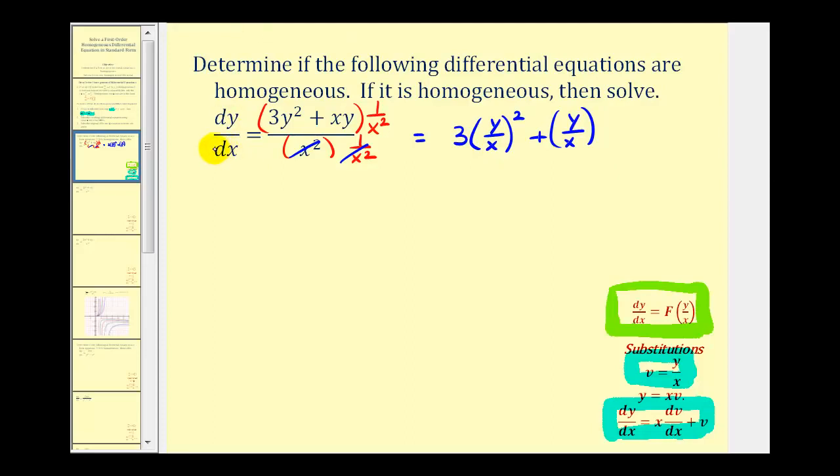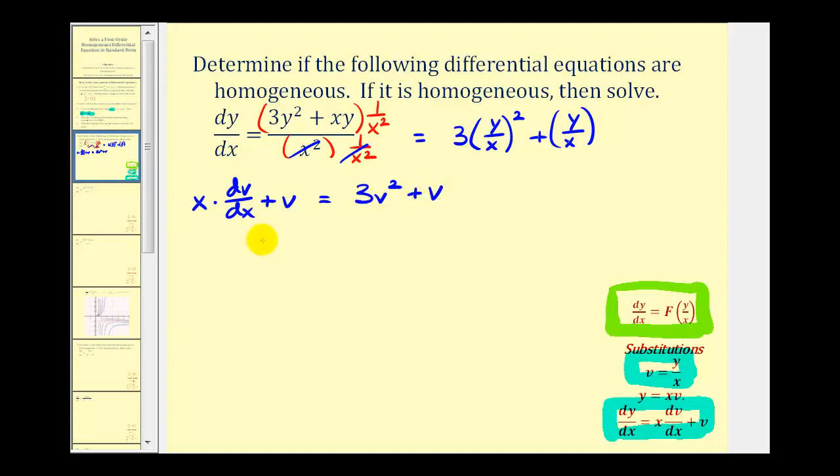So we'll use these two equations to perform a substitution into our original differential equation. So instead of dy/dx, we're going to have x times dv/dx plus v. So here's dy/dx equals, now 3 times y divided by x squared is now just going to be 3v squared. And then y divided by x is just going to be v.